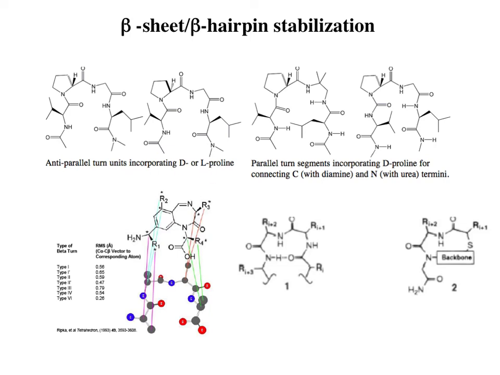By incorporating D or L proline, you can favor formation of antiparallel turns. You can put D proline for connecting C and N, with C with diamine and N with urea termini, to again stabilize the hairpin for beta sheet, beta hairpin assemblies. You can use this organic moiety and then connect peptides to stabilize and form beta hairpins. And shown here is an example, as well as a backbone cyclized version.